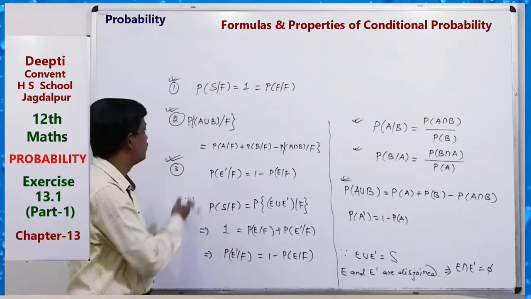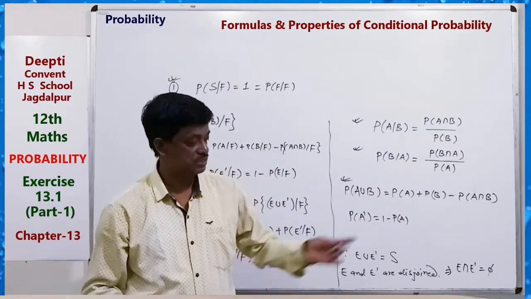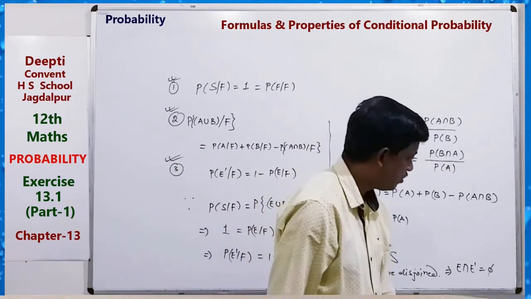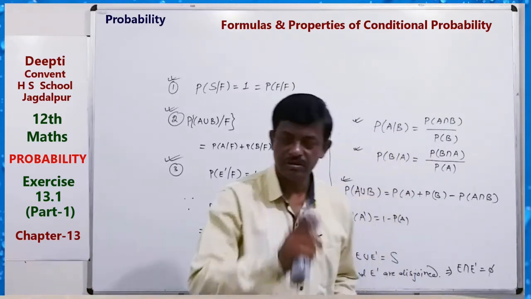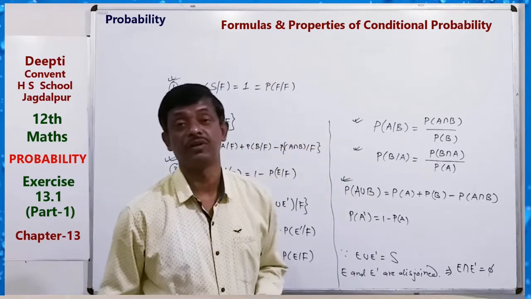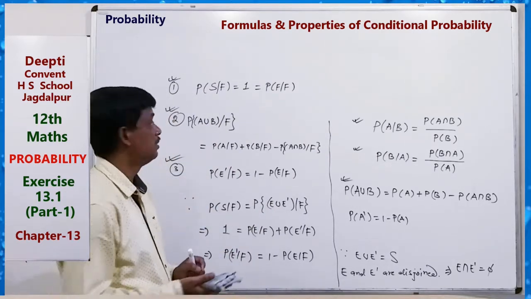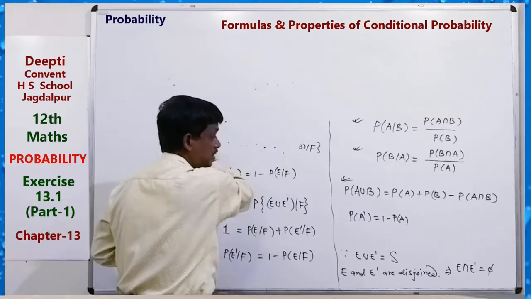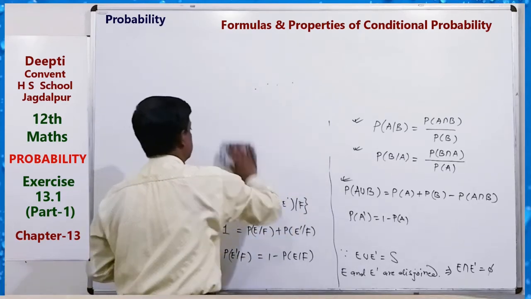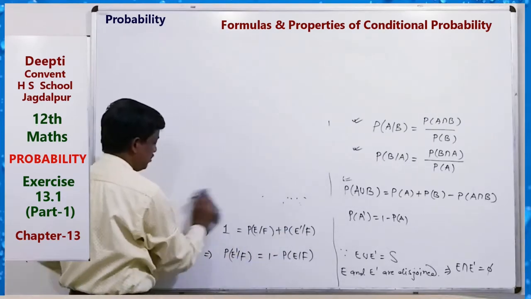We have to use these 1, 2, 3. These are the formulas for solving questions from exercise 13.1. Very simple questions are there. We have to solve all the questions of the exercise, and you have to do the examples also. Examples are important. Here we will write in very short, and you have to write in the exam copy with detail. So take questions from exercise 13.1, and one by one we find the conditional probability using these formulas.